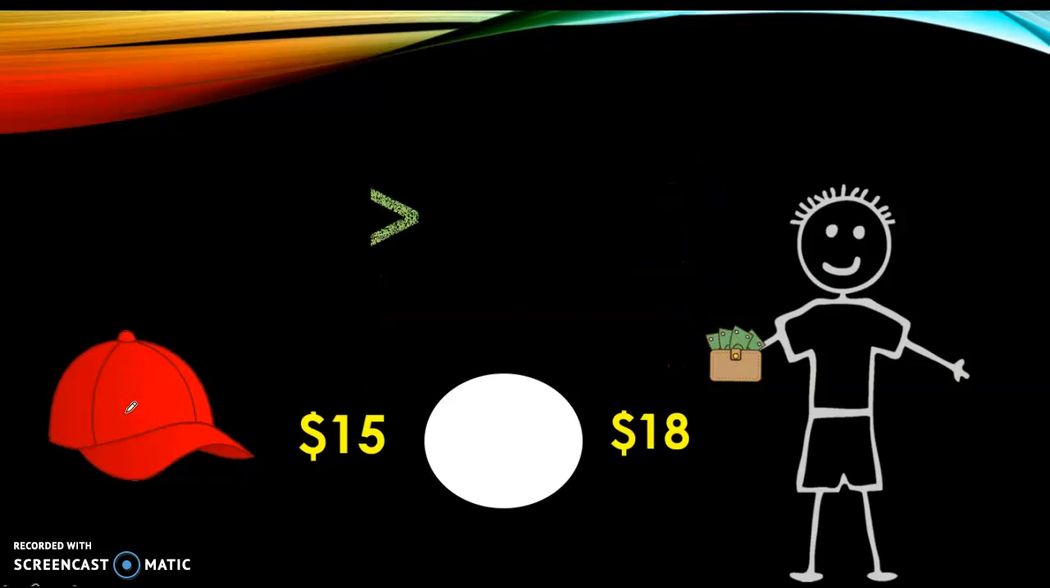So we need to determine whether or not he has enough money by using our symbols here. If we put the greater than symbol in here, it would say that 15 is greater than 18, and we already know that is not true. If we put our less than sign in here, that would say that 15 is less than 18. Is that true? Yes. So we're going to move our symbol over, and our friend has enough money to buy the beautiful red hat.